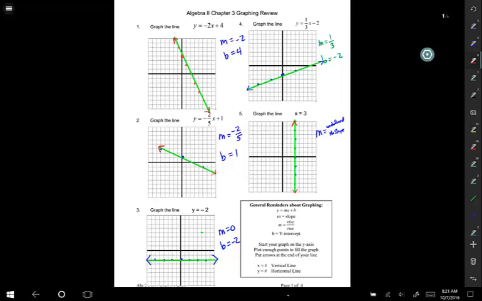Now down here in the bottom we've got some summary. mx plus b. M is the slope, b is the y-intercept. Slope can be thought of as the rise over the run. We're going to start with the y-axis, plot enough points to fill the graph, put arrows at the end of your line, and remember x equals a number is a vertical line, y equals a number is a horizontal line. So that's just kind of a big picture review of lines in general. All right, so let's move on.